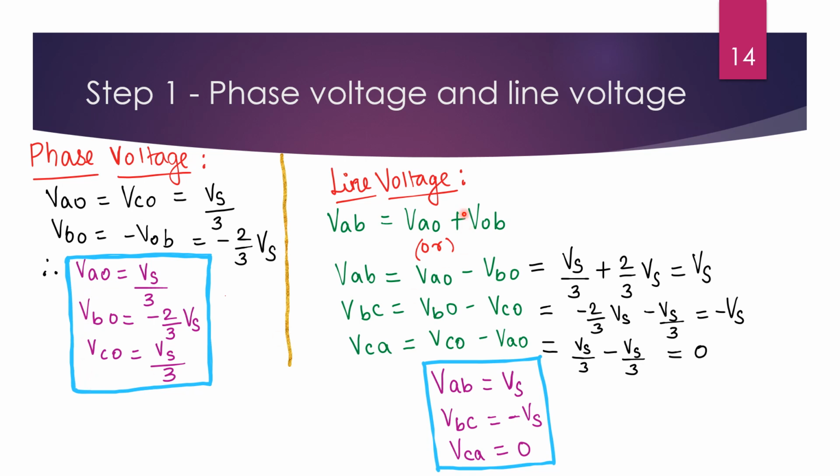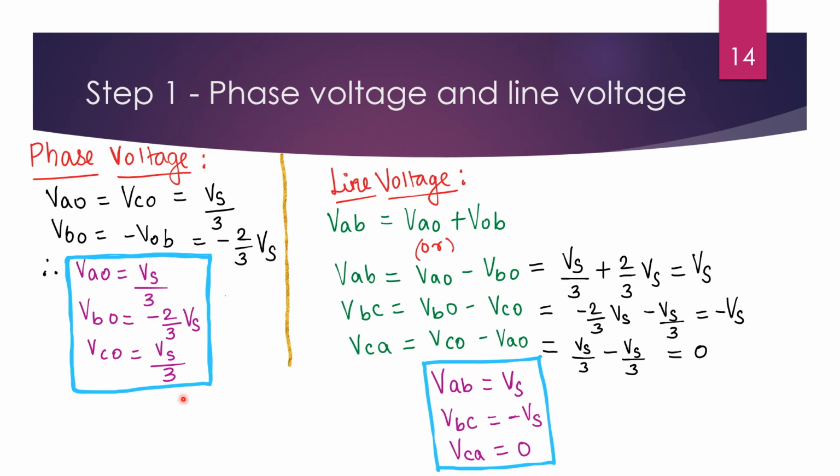Likewise, we can derive the line voltages. The line voltage VAB is equivalent to VA0 plus V0B, or VA0 minus VB0. We can take VA0 minus VB0 because we have written VA0, VB0 and VC0. We'll follow the same for the remaining two line voltages. So the line-to-line voltage VAB is represented as VA0 minus VB0, VBC is equivalent to VB0 minus VC0, and VCA is equivalent to VC0 minus VA0.